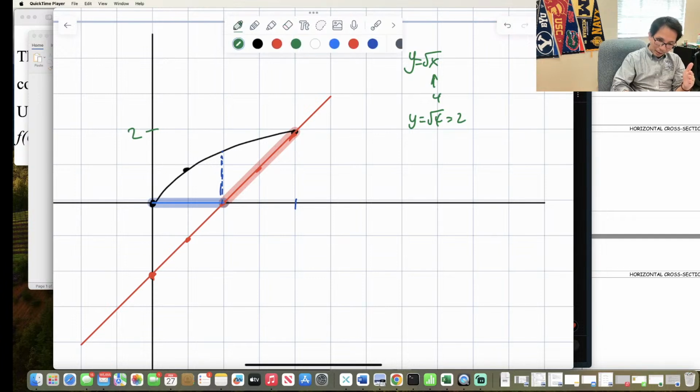This becomes the top function. The red line becomes the top function, and the black line becomes the bottom function. Turn it 90 degrees. Or better yet, it's right minus left. If you look at it straight up, it's right minus left.